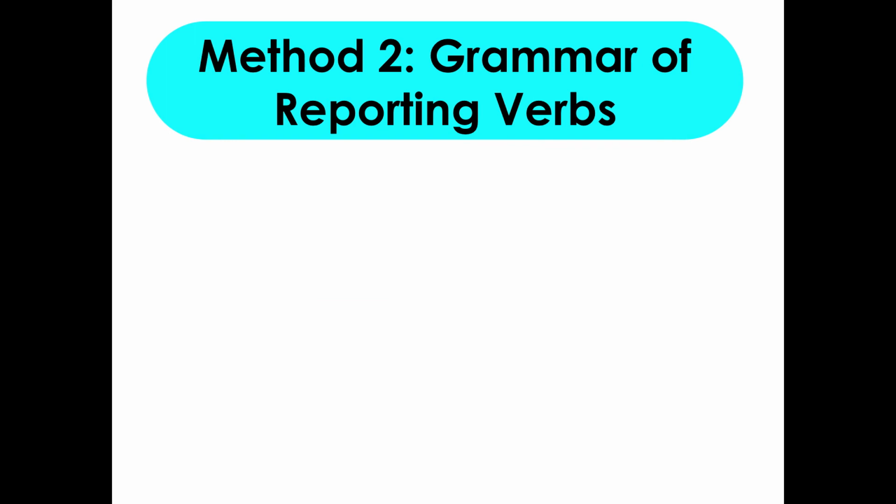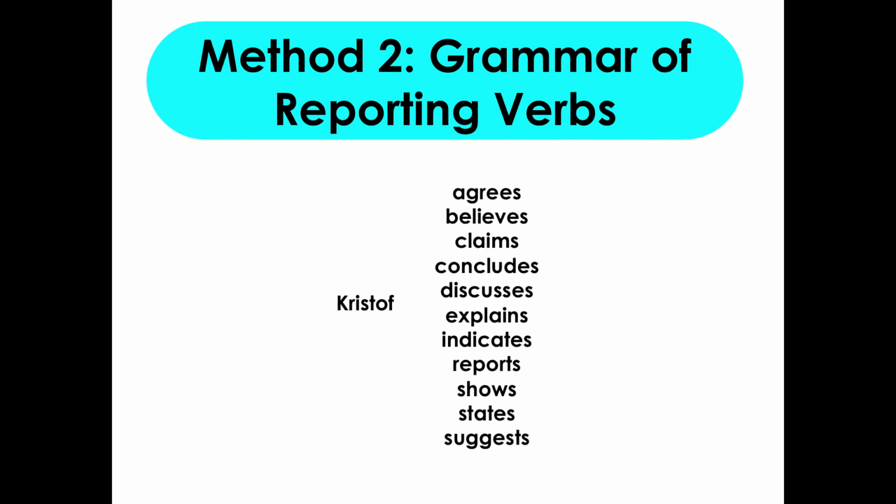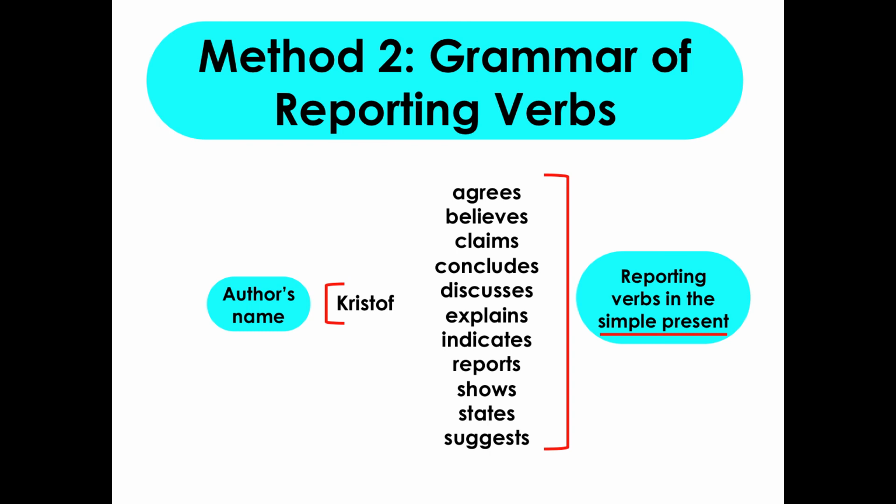There are many reporting verbs, and here is a short list of some of them. You can see that the author's last name is Christoph, and we could say that Christoph agrees, believes, claims, concludes, discusses, explains, indicates, reports, shows, states, or suggests. What do you notice about all of these verbs? Do you see the S at the end? Typically, reporting verbs are in the simple present tense.